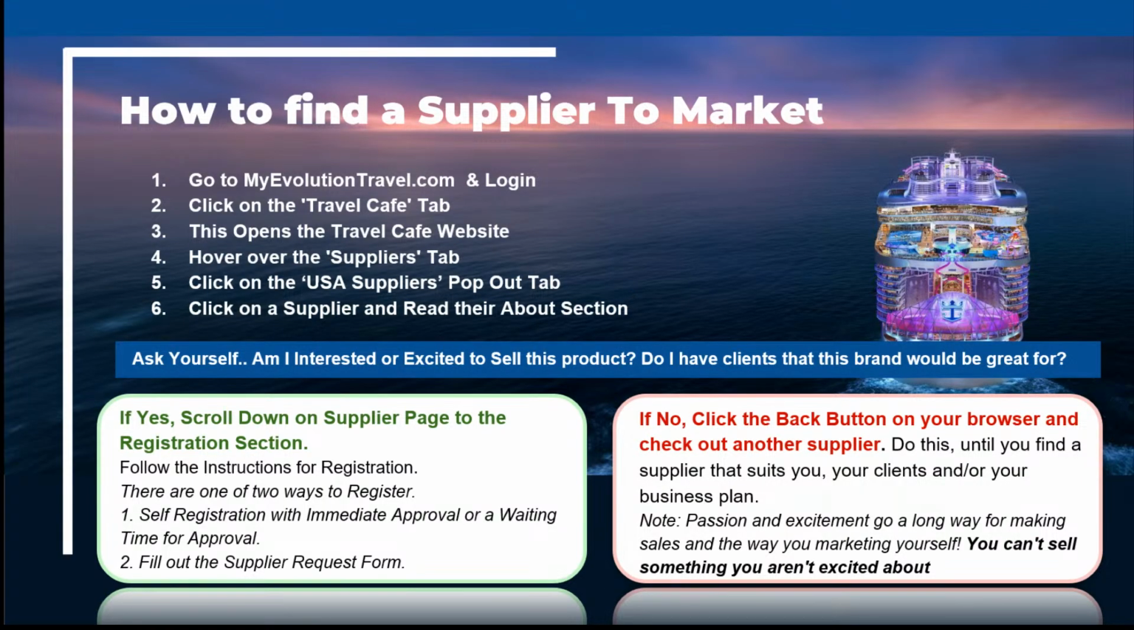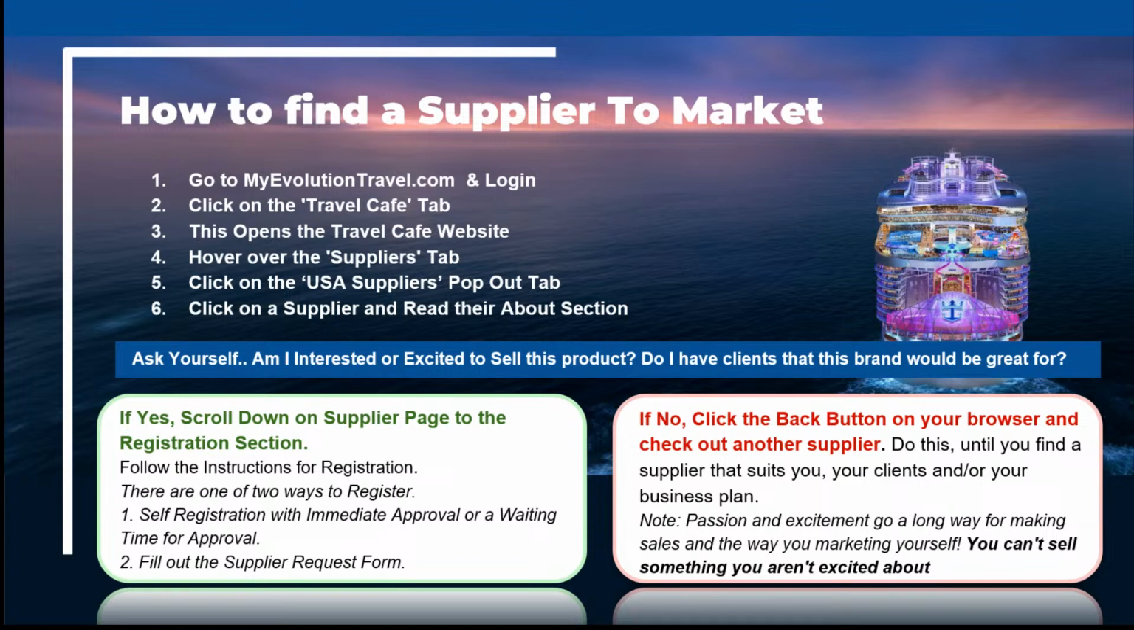So speaking of suppliers, how can you find a supplier to market? So let's go over that first before we talk about what materials they have for you to market. So first, how do you find a supplier to market? First, you're going to log into your back office, which is myevolutiontravel.com. Then you're going to click on the Travel Cafe tab. This is going to open the Travel Cafe website. You're going to hover over the Suppliers tab. Click on the USA Suppliers pop-out tab, and then you're going to find a page full of suppliers that you guys can use.